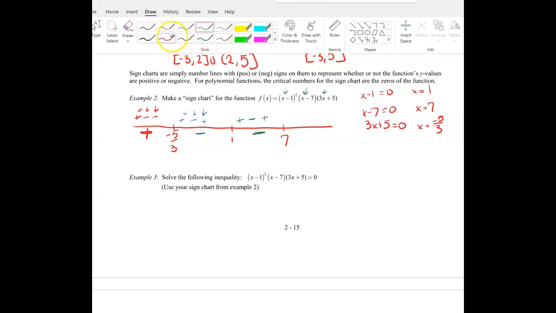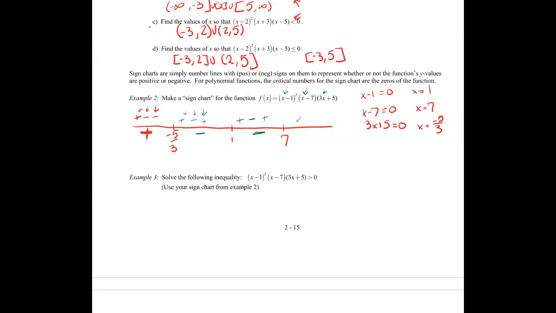And then finally, last but not least, I'm going to plug in something over here after 7. So for example, 8. So 8 minus 1 is going to give me positive. Square that, still going to be positive. Alright, and then I'm going to get positive in here. And then I plug in 8 in for x here, and I still get a positive. So overall, this whole piece is positive.